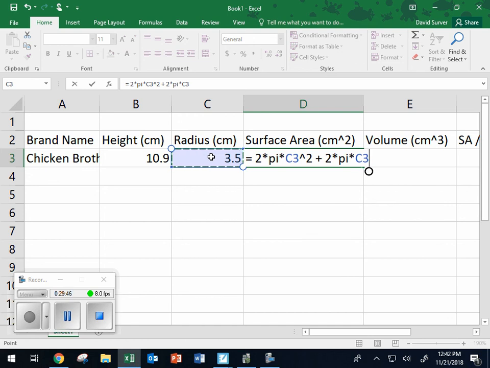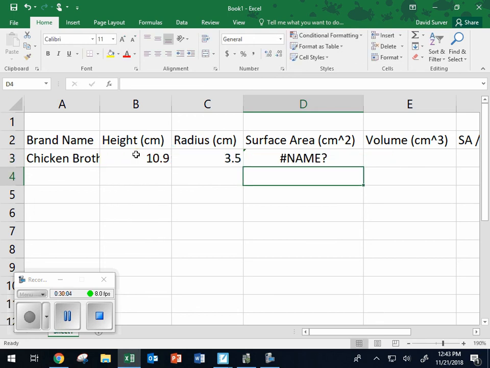And then I need to also multiply that by the height. And the height is over here in B3 for me. So if I just click on it, it'll show up in my equation. And once I have that entire equation written out, if I just press return or enter, it'll automatically calculate it for me, supposedly.